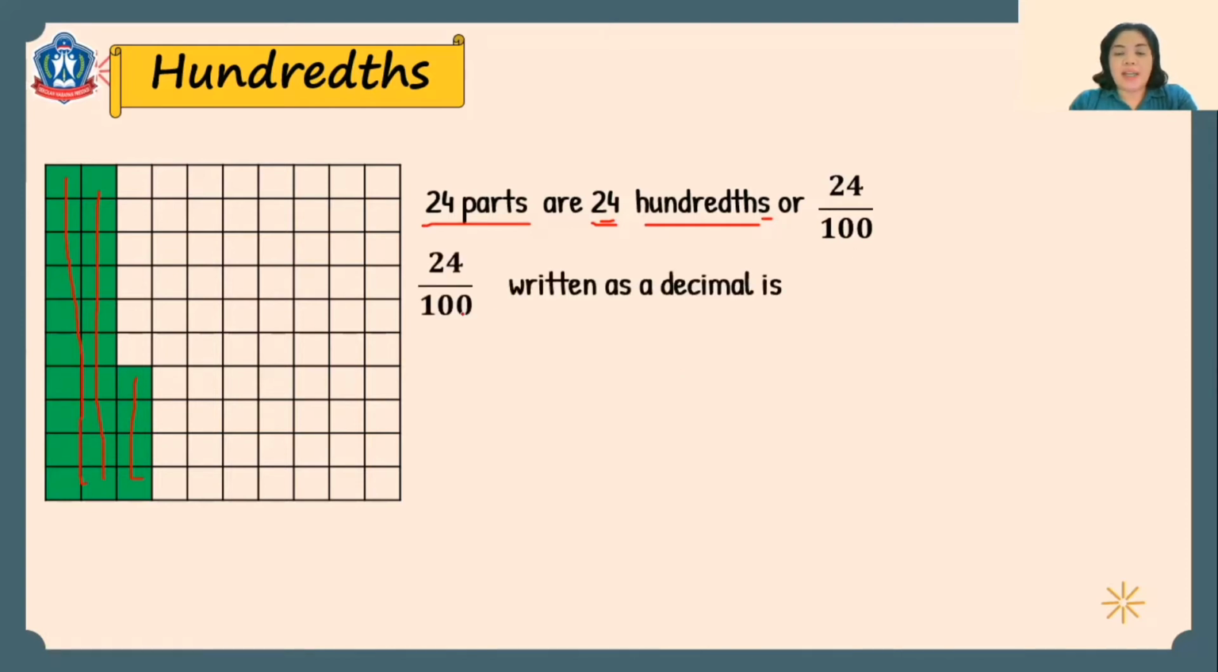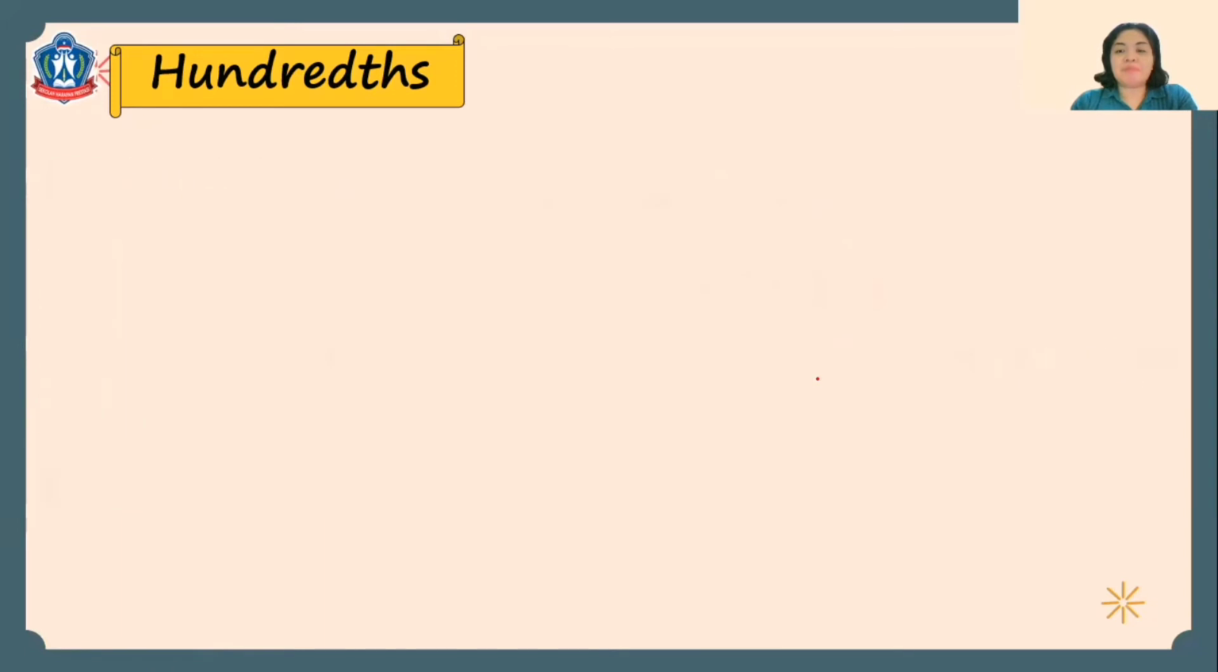So 24 hundredths, if we write this as a decimal, is 0.24. Again, since this is part of hundredths, there are two decimal places. So 0.24. Okay, remember that, children?